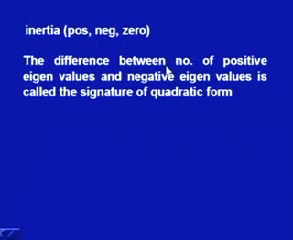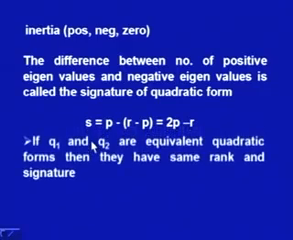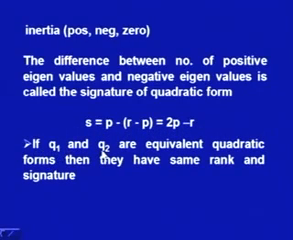Now, the difference between the number of positive eigenvalues and negative eigenvalues is called the signature of the quadratic form. So, if I have p eigenvalues which are positive and r is the rank, then r minus p will be the negative eigenvalues, and the remaining will be 0. So, p minus (r minus p) is equal to 2p minus r. So, we say that 2p minus r is the signature of the quadratic form. We say that if Q1 and Q2 are equivalent quadratic forms, then they have the same rank and the same signature.